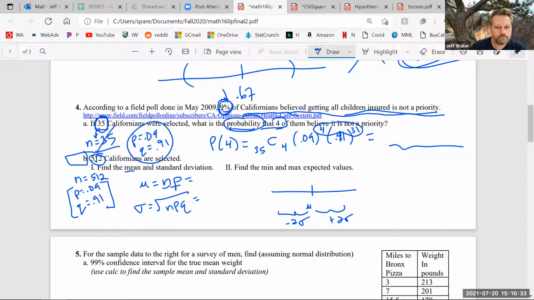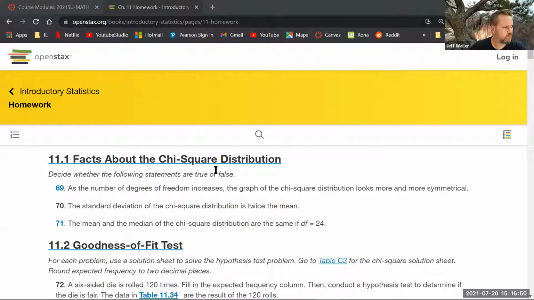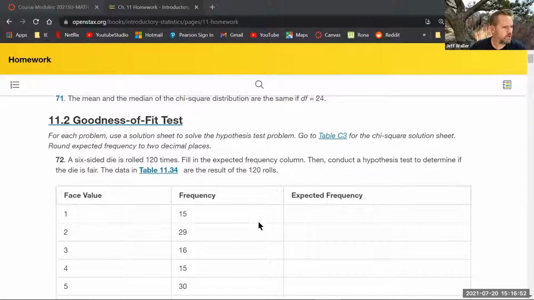I have a question about 11.2. So they want you to find the H0 and the Ha of that. Is the claim always like what that expected is? Would that typically be the claim? So for 72, it's talking about a 6-sided die. So it's like the 6-sided die is fair.